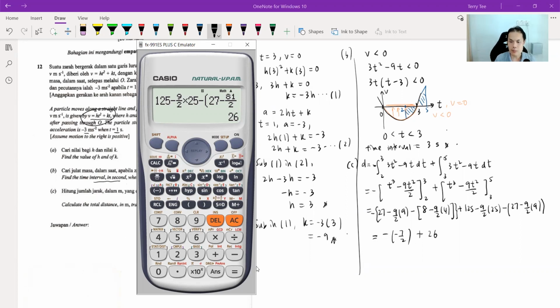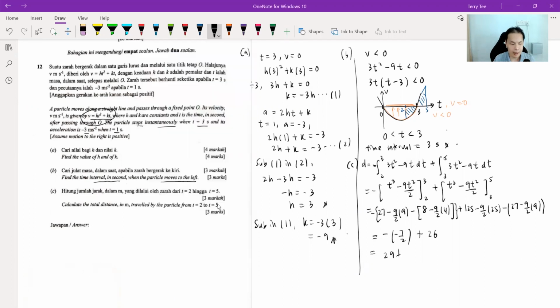So let's take 26 plus 7 over 2. Plus 7 over 2. Minus minus a plus, so my answer is 59 over 2 or 29.5. Yeah, the unit is in meter.